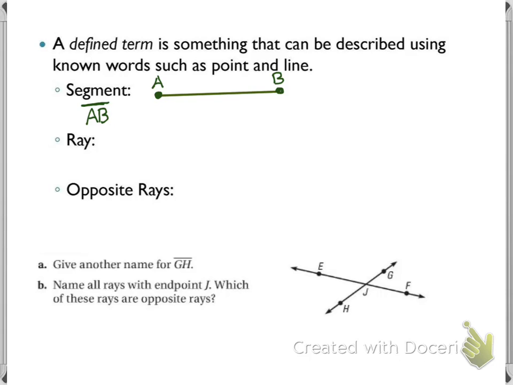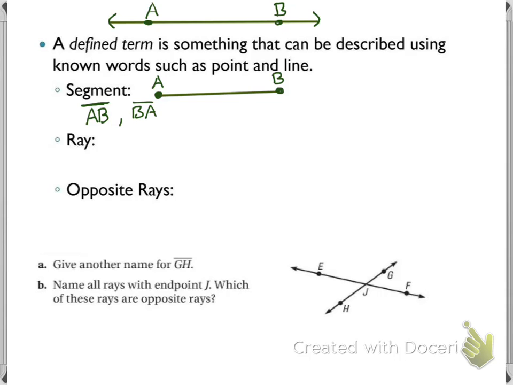Let's think again. We had earlier line AB, and it went through A, it went through B, but it kept going on and on and on. So now in a segment it ends, it kind of cuts off. Now what we're going to notice later on is we can measure a segment because we know it starts at one point, ends at another. We could also flip it around and call it BA. Again, those are just our endpoints, and we'd be fine with that.